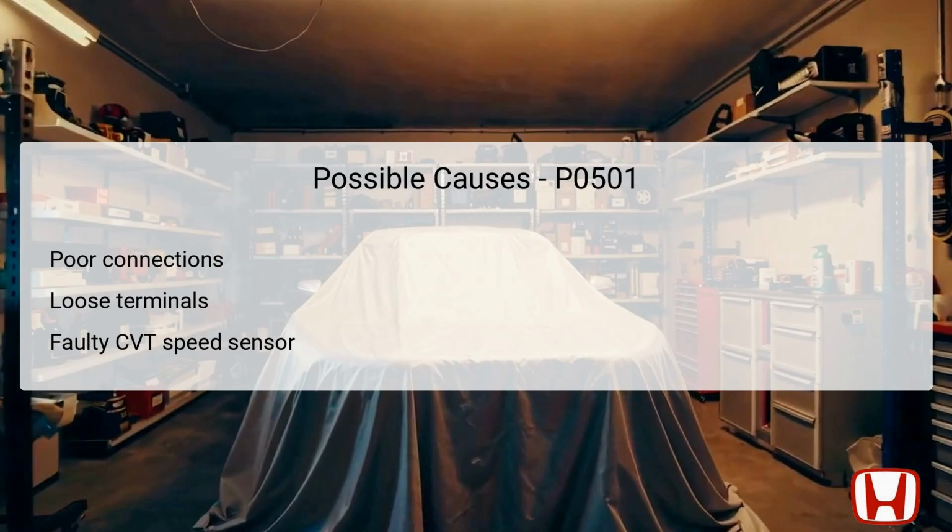Additionally, if the CVT speed sensor is faulty or malfunctioning, this will directly result in an incorrect reading of vehicle speed. This can lead the TCM to conclude that there is a performance issue, hence storing the DTC. Each of these components interacts closely, and failure in one area can lead to diagnostic trouble codes stemming from another. Therefore, understanding these possible causes is essential in pinpointing the underlying issue.